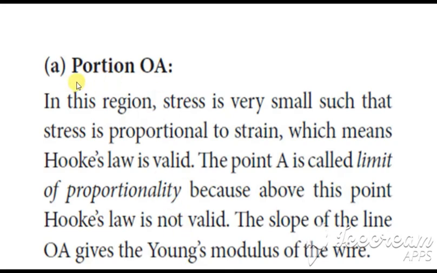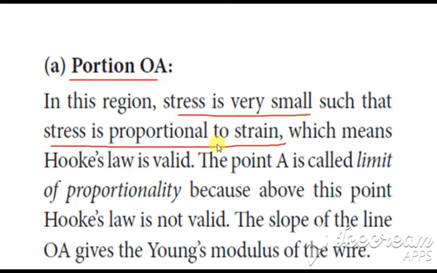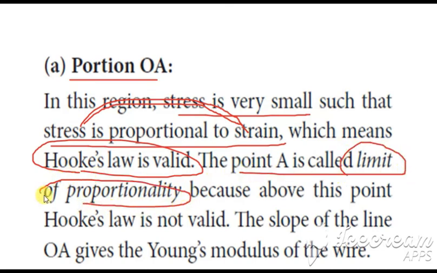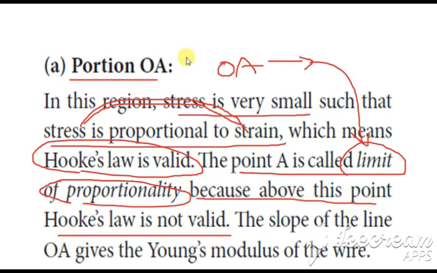First, the portion OA. In this region stress is very small, such that stress is proportional to strain. So here stress and strain are proportional, so Hooke's law is valid. The point A is called the limit of proportionality. So we have already seen in the graph itself, OA is called what? The limit of proportionality, because above this point Hooke's law is not valid. So above the point A, Hooke's law will not be valid. The slope of the line gives the Young's modulus. So when you see the slope for this, that gives the value of the Young's modulus.